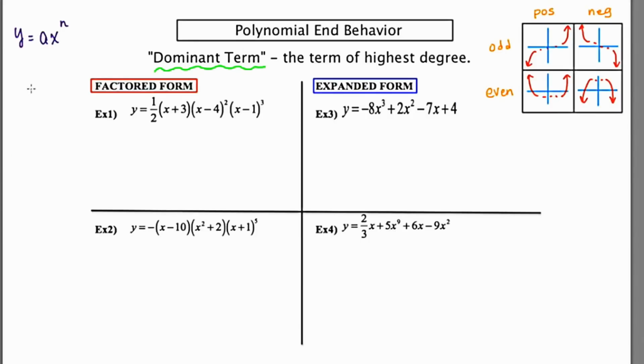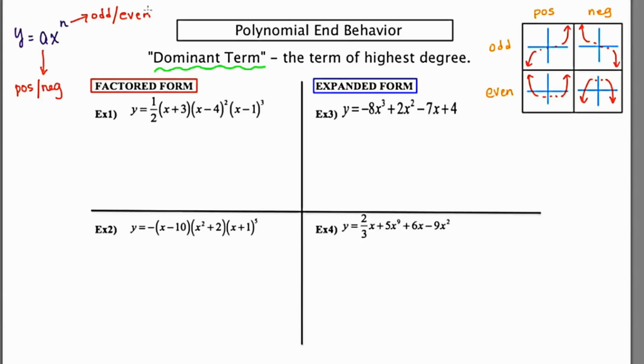Well, to determine whether it's positive or negative, we're going to look at the coefficient out in front, a. So this guy will determine whether we have a positive or negative situation. The exponent will determine whether we have an odd or even situation. So we've got quite a few things to think about, and I'm going to start by actually looking at example 3 to determine the end behavior of this polynomial. And I'm starting with example 3 because it's a little bit easier when it's in expanded form.